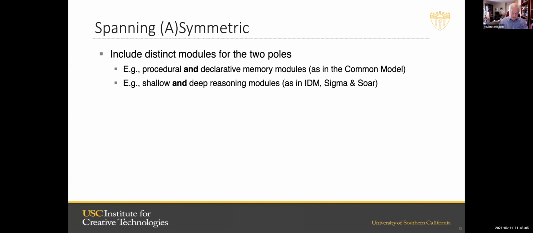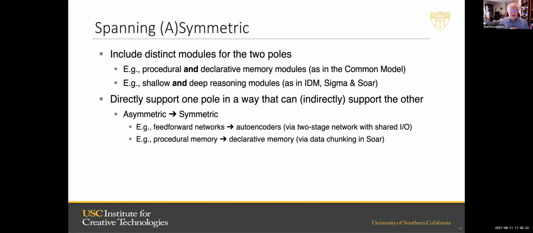Okay, let's go on to spanning. These are different ways that you can try to span this particular dichotomy. One of the typical ones, which leads to decreased elegance and simplicity but is a common way, is to add distinct modules for the two different poles. For example, procedural and declarative modules, or shallow versus deep reasoning modules. Or, in a way that's somewhat simpler and more elegant, you can directly try to support one pole in a way that can indirectly support the other.